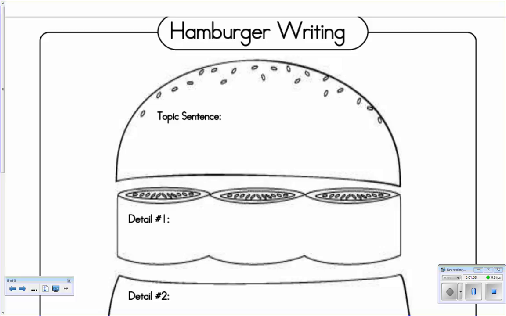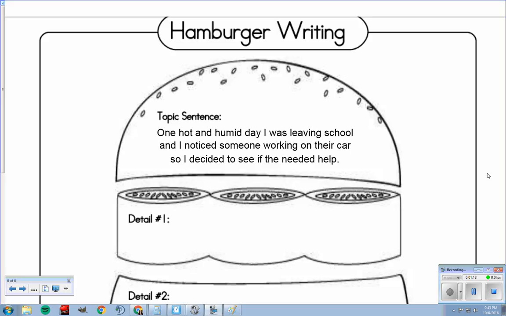In my personal narrative, I'm going to talk about the time that I helped somebody whose car was broken down. Now, I have already written my main idea or topic sentence for my personal narrative about helping somebody. It was one hot and humid day. I was leaving school and I noticed someone working on their car, so I decided to see if they needed help. That's my main idea sentence. I might want to change that later on when I'm actually writing my narrative. I haven't made that decision yet, but it's fine how it is.